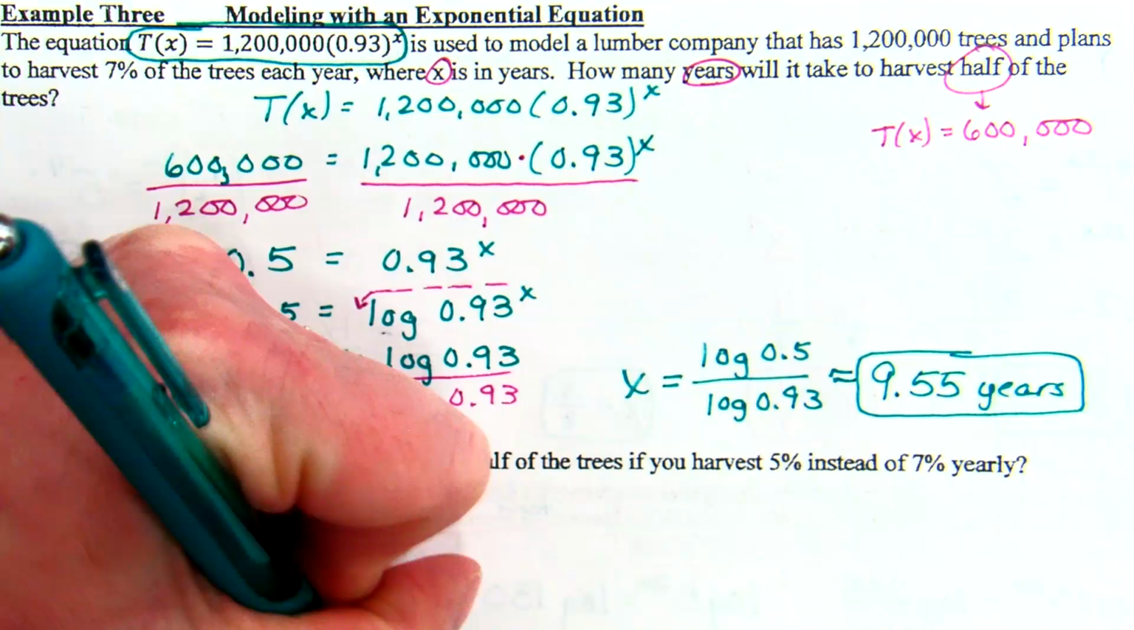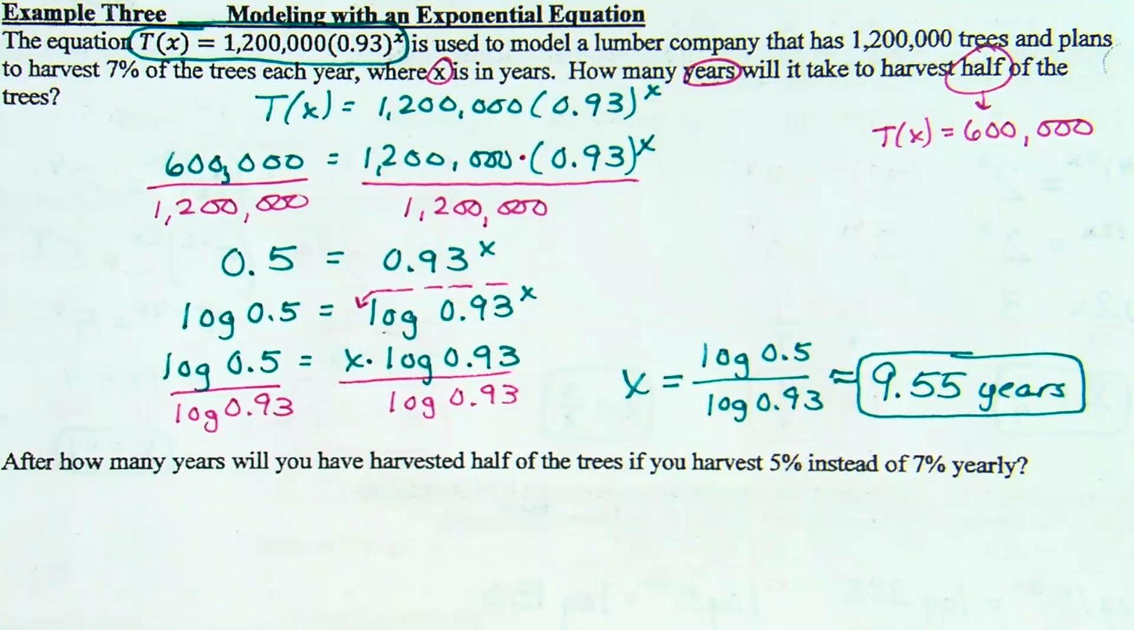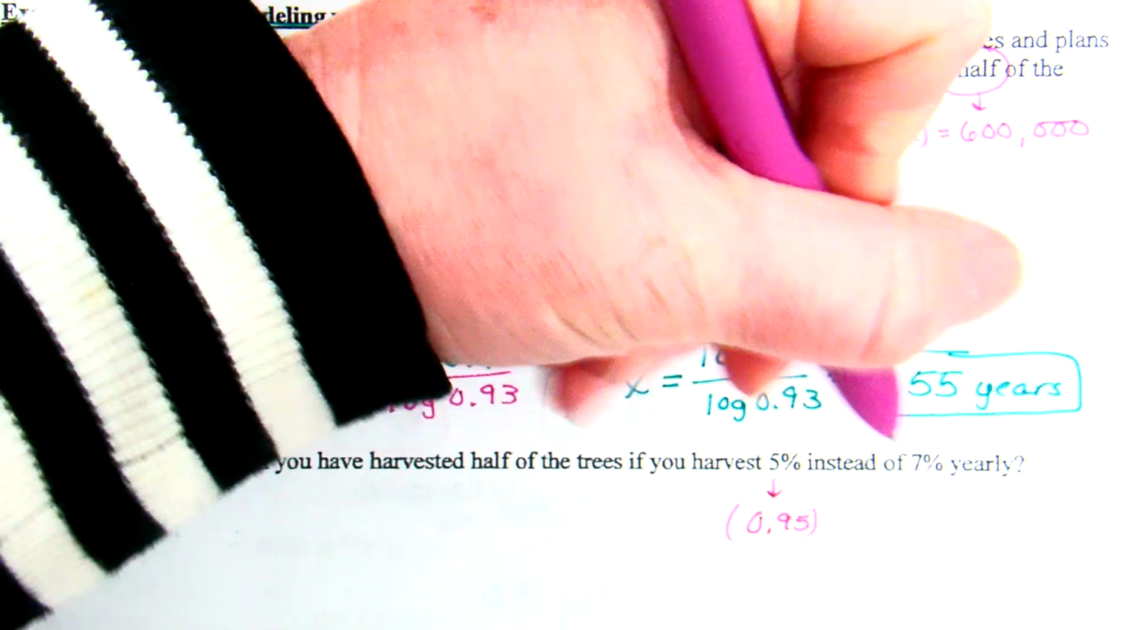Because I want to make sure we have plenty of time for the bottom section, I'm not actually going to work the next one. But look and see what would change. It says, after how many years will you have harvested half of the trees if you harvest 5% instead of 7%? What would change? Think about where I pointed out the 7% effects, and what would change then? Cyrus? So 0.93 would be 0.95. Yeah. Thank you. Yeah, it would become 95% instead of the 93% in the parentheses.